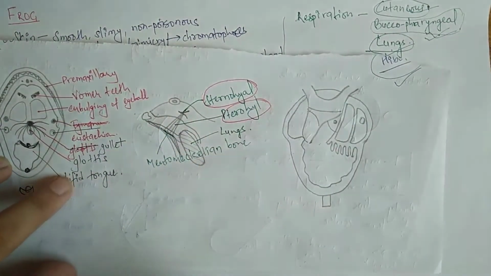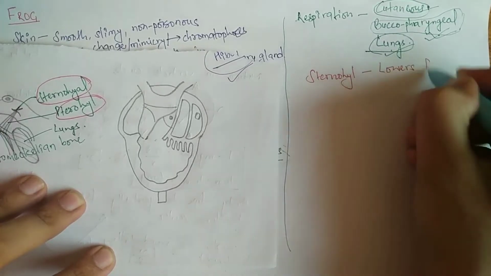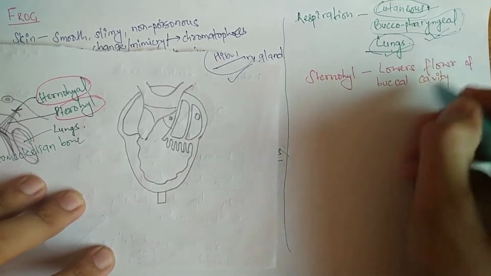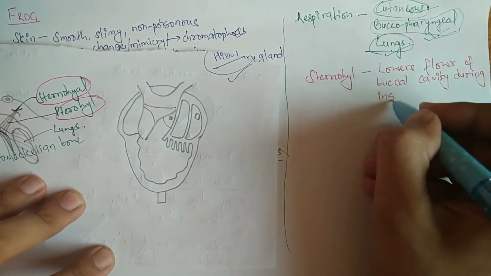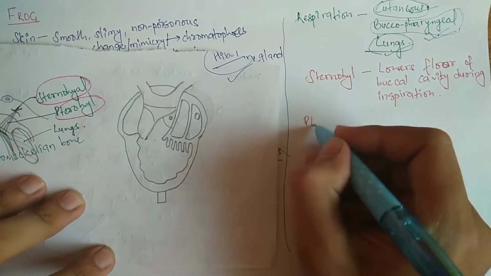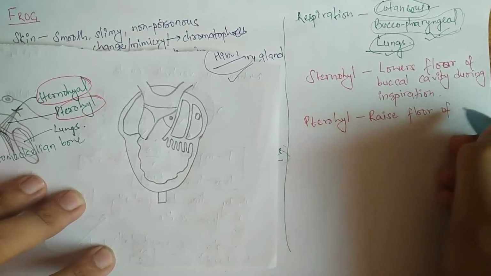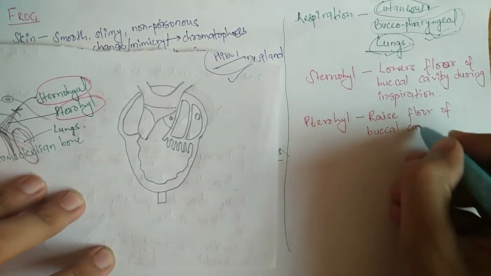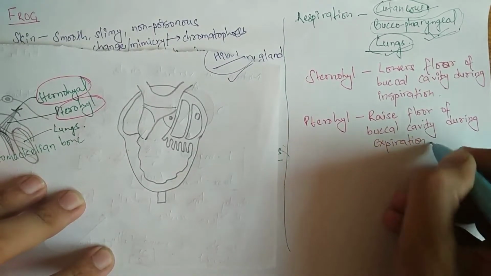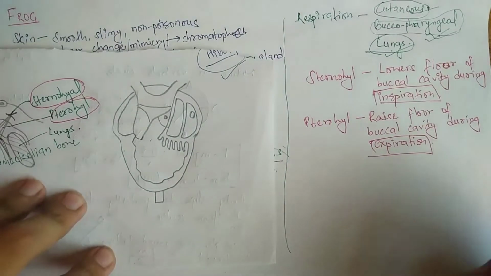Sternohyal, let me write here, lowers the floor of the buccal cavity during inspiration, and petrohyal raises the floor of the buccal cavity during expiration. So inspiration, expiration: SIPE.